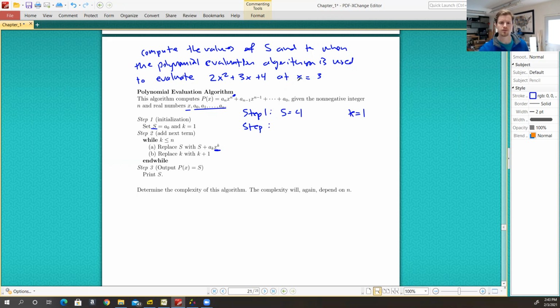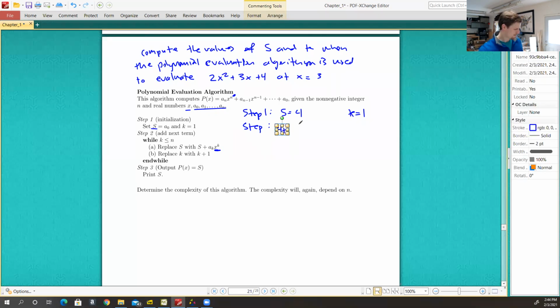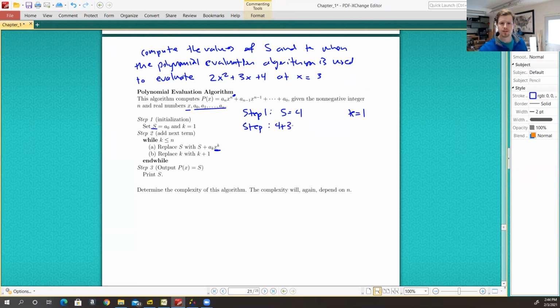And here k is equal to 1, so this is a sub 0, and this is a sub 1. So we have 4 plus 3 times x to the k. So we're looking at 3 to the 1. 4 plus 3 times 3 to the first power. Well, 3 to the first power is just 3. 3 times 3 is 9. 4 plus 9 is 13. Excellent. We replace k with k plus 1, so we get k is equal to 2.